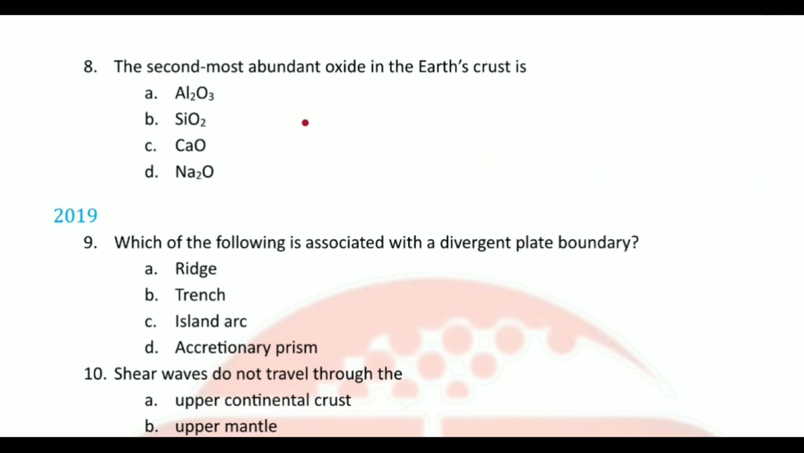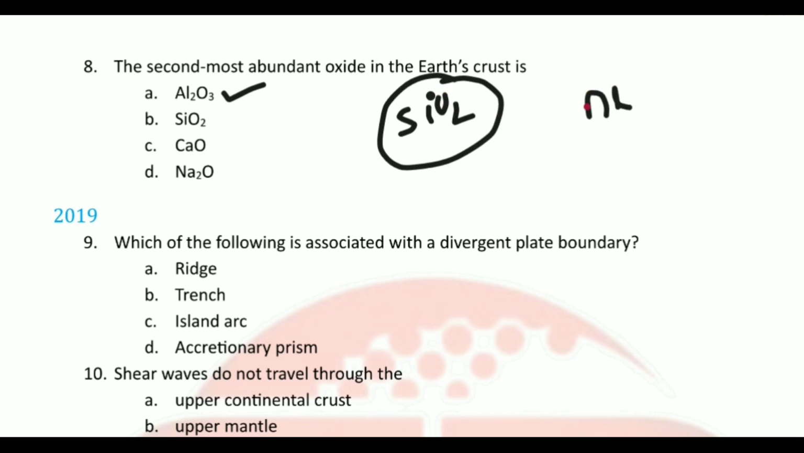Also, the second most abundant oxide in the earth crust. It will be Al2O3 because Si is the most abundant, so SiO2 is the most abundant oxide. Then comes aluminium. As metal, aluminium has the most percentage, that is 8%. So aluminum oxide will be the second most abundant oxide in the earth crust.